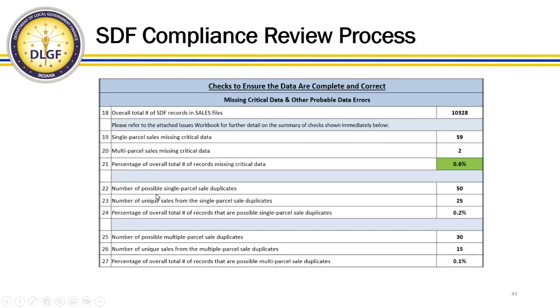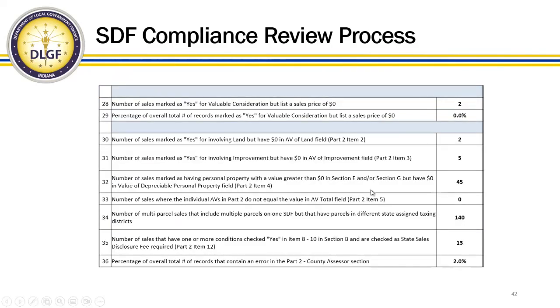Rows 22 through 24 get into the single parcel duplicates section of the Excel file. So that particular tab, rows 25 through 27 talk about the multi-parcel duplicates section of the Excel file. Lines 28 and 29 deal with the valuable consideration section that is listed on the Excel file, the issues workbook that is sent your way.